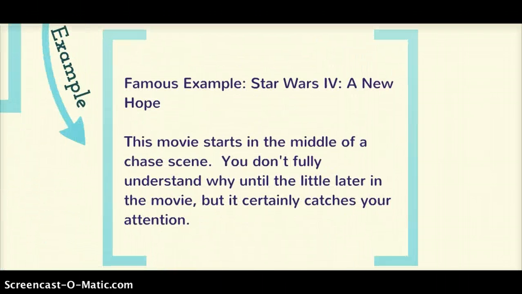So our example for this one is the very first Star Wars that ever came out. It's technically the 4th in the series, called A New Hope. Here, this particular movie starts in the middle of a chase scene. The Empire is chasing some rebels, there's lasers going on, it's pretty intense, and you don't really understand what's actually going on until a little bit later in the story. But it does capture your attention, and the story's pretty quick to fill in the details so that you don't get lost.